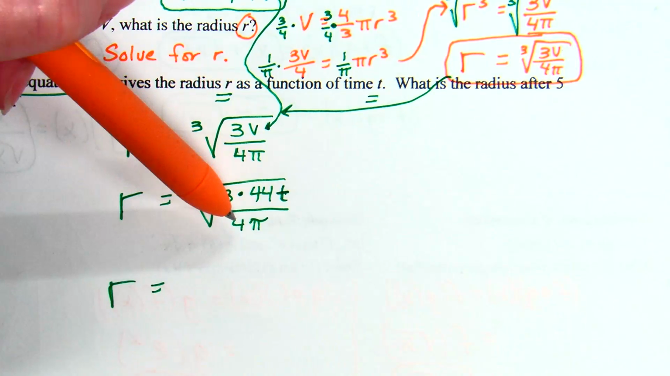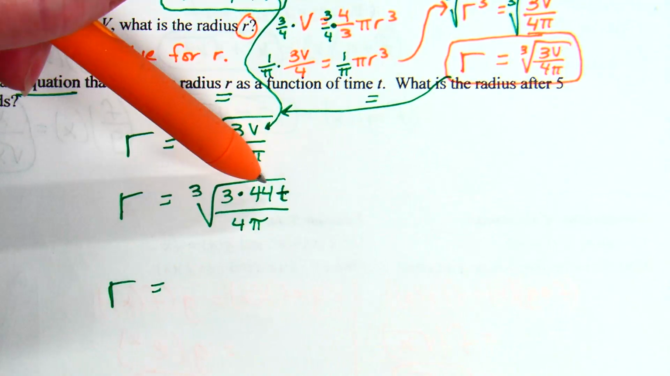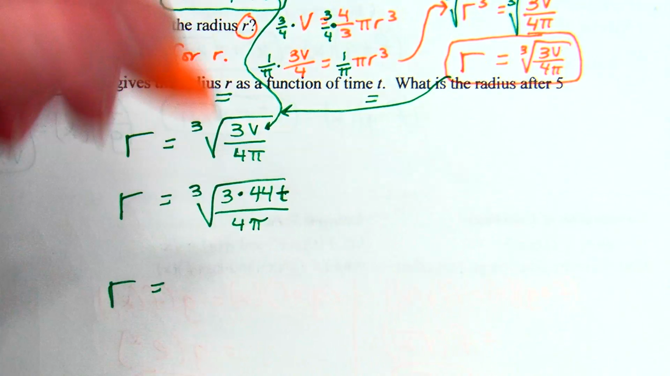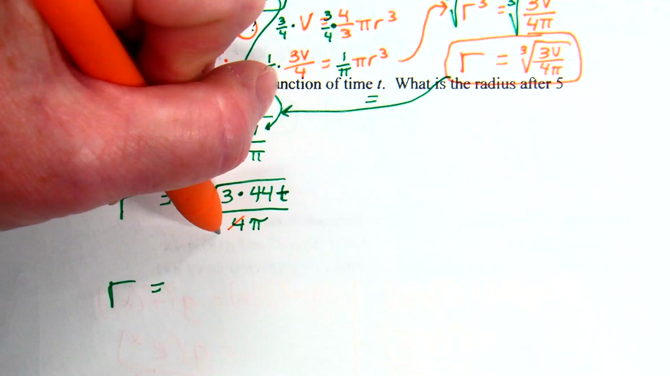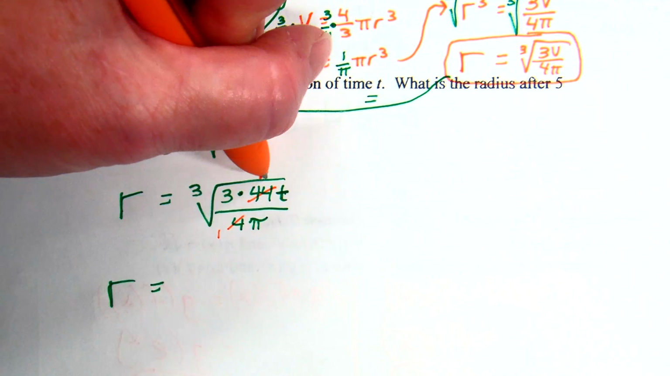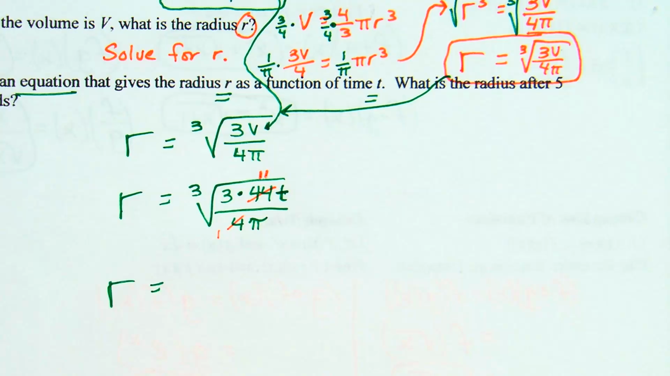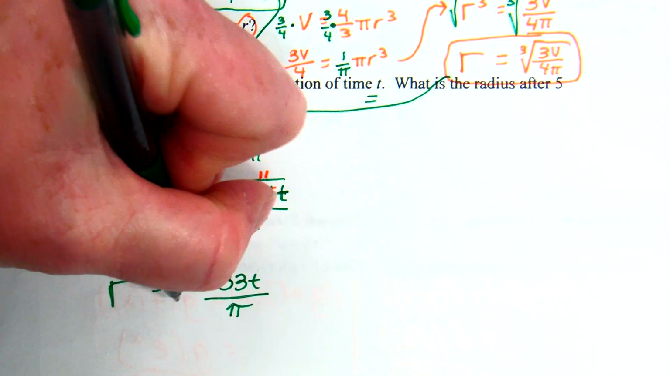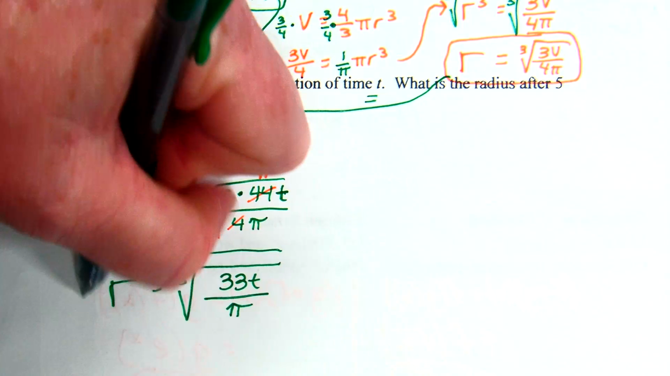There's a 4 down here. What do you know about 4? 4 goes into 44. This is kind of like a cross canceling, isn't it? 4 divided by 4 becomes 1. 44 divided by 4 becomes what? 11. So then I can do 3 times 11t, which is going to be 33t over pi. And this is all under a cube root.